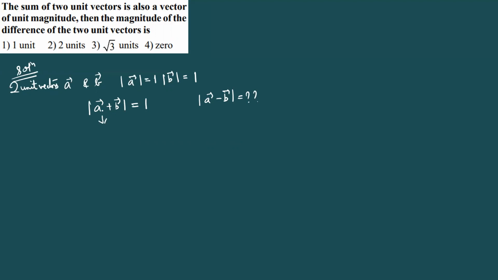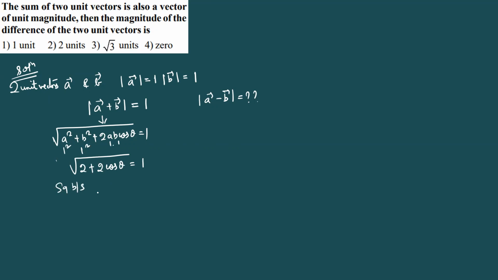So A vector plus B vector, we know addition of two vectors is given by the formula root of A square plus B square plus 2AB into cos theta is equal to 1. And what are the values of A and B? The values of A and B are 1 and 1. So 1 square plus 1 square will become 2. So this is going to be 2 plus 2 cos theta is equal to 1. You can square both the sides, so you'll get 2 plus 2 cos theta is equal to 1, or 2 cos theta is equal to 1 minus 2, which is minus 1, or cos theta is equal to minus 1 by 2.